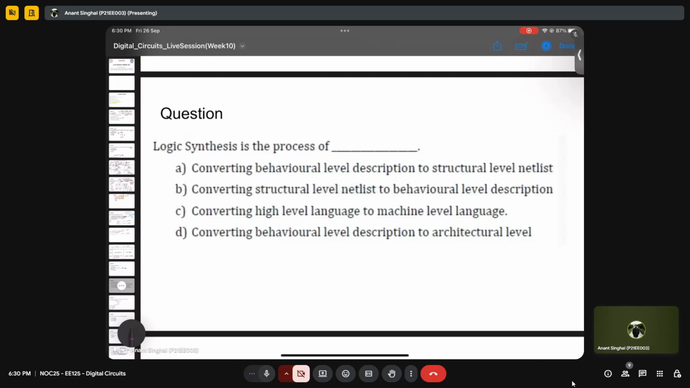Okay, no idea. Fine. So it says logic synthesis is a process of... Basically, logic synthesis is nothing but a process of converting the behavioral level description to the structural level netlist. So the correct answer is option A.